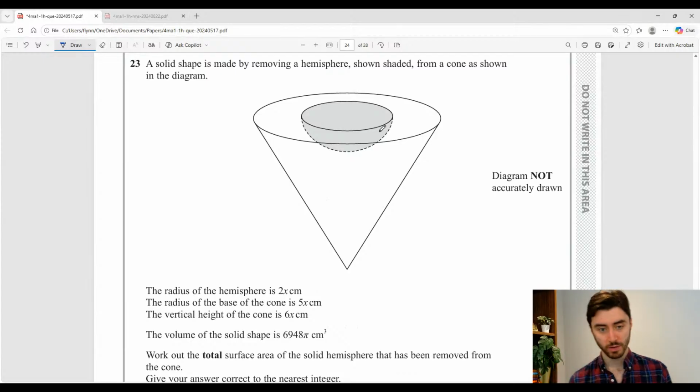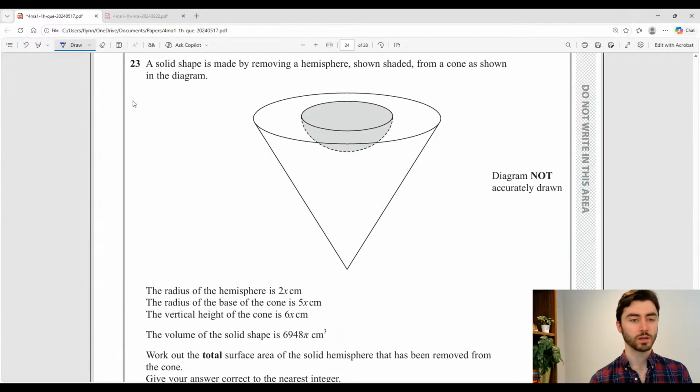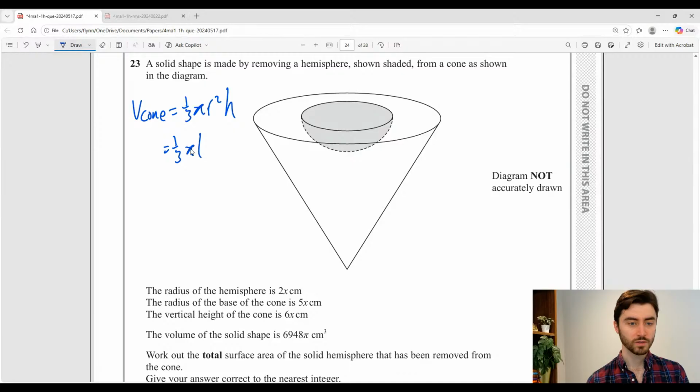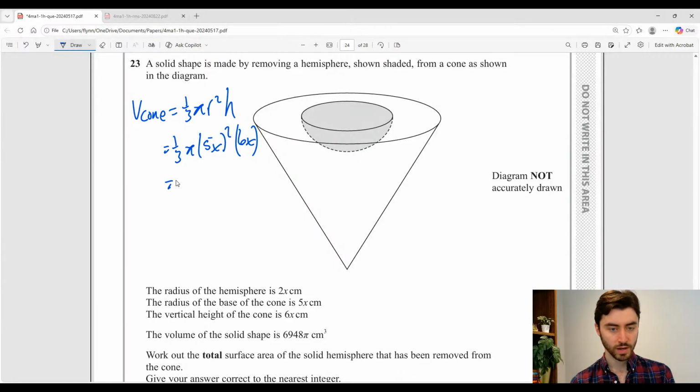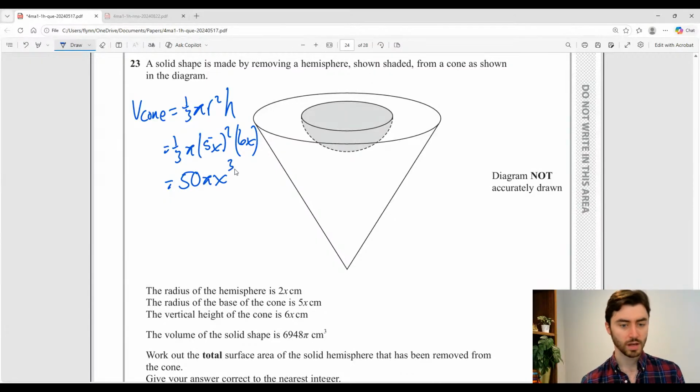Okay, so let's work out these components. So we know the volume of a cone is a third pi r squared h. The radius of the base, so that would be a third pi. The base of the cone is 5x, all of that squared times the height of the cone, which is 6x. So I can combine all of those numbers and say that 5 squared times 6 divided by 3 is 50. So that would be 50 pi x cubed.